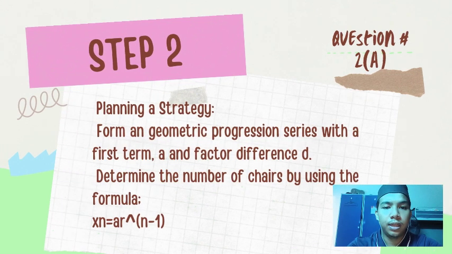Step 2 is planning a strategy. Form a geometric progression series with a first term A and common ratio R. We need to determine the number of chairs by using the formula, which is Sn equal to A times R power n minus 1.